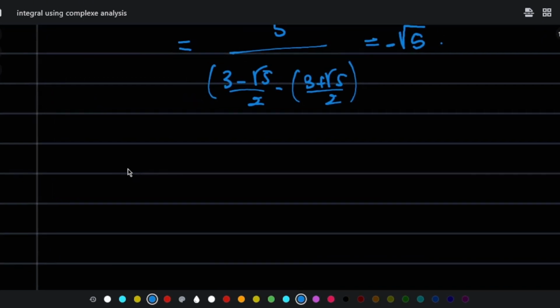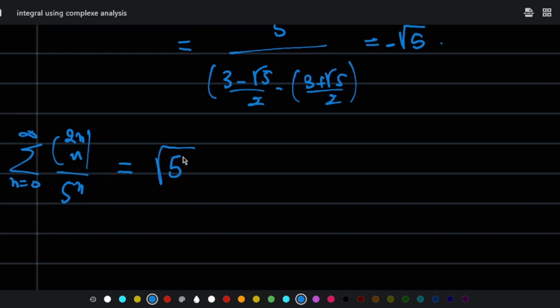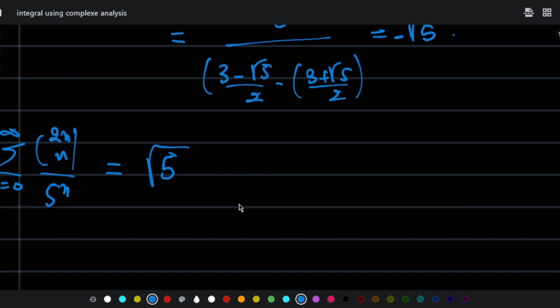So this sum from 0 to infinity of 2n choose n over 5 to the n is exactly the square root of 5.